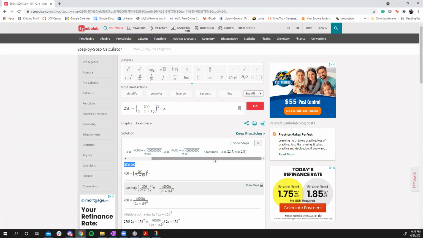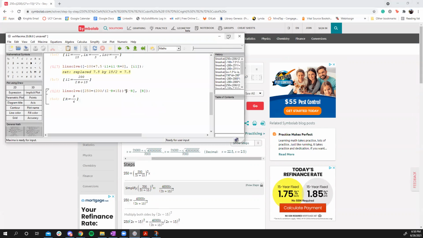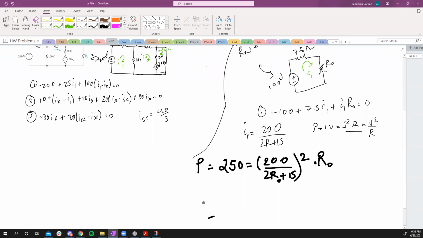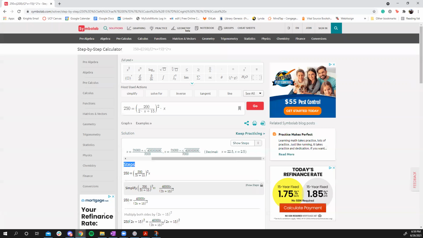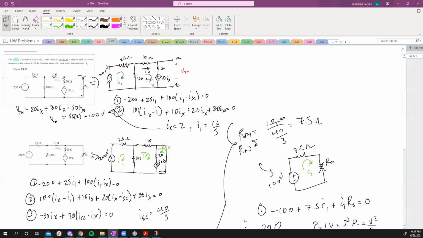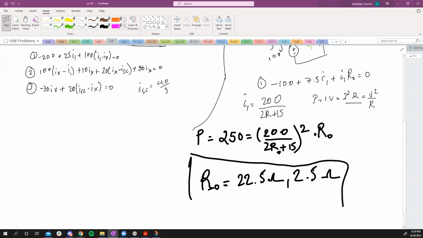Is Maxima right? No, there are two results for this, so I must have been doing something else. So R naught can either be 22.5 ohms or 2.5 ohms in order for it to dissipate 250 watts. And yes, these are the two values of R naught that satisfy this condition.